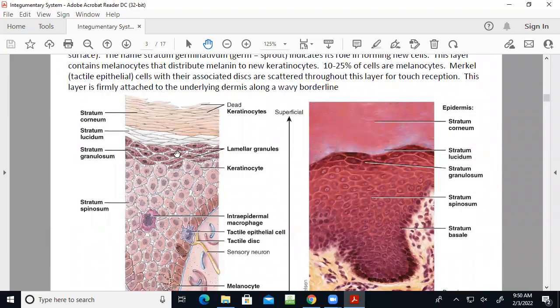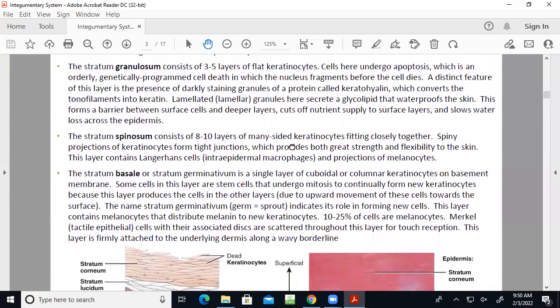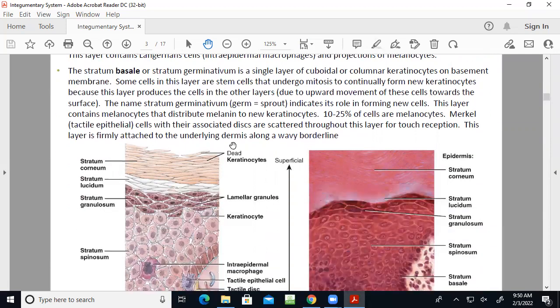If you look at our picture here, you can see the little red cells with the little black speckles. The granulosum is going to consist of 3 to 5 layers of flat keratinocytes. This is where the cells start to die off as they get pushed outward. We call this process apoptosis, a fun word to say. This is an orderly, genetically programmed cell death in which the nucleus of the cell fragments before it even dies. And that's why in the lucidum and the corneum, you don't see the nucleus inside.